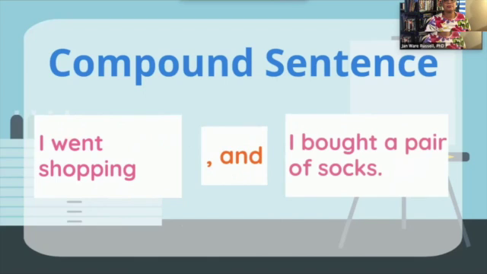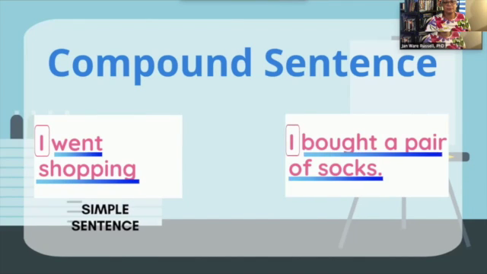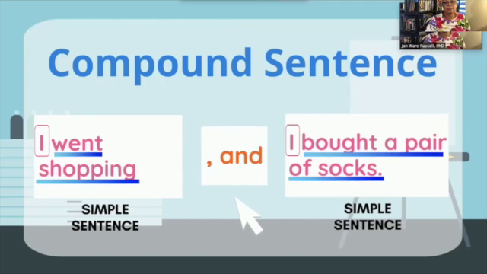Okay, now it's checking time. Subject and predicate. That's one simple sentence. Subject and predicate. That's another simple sentence. Two simple sentences connected with a comma and a conjunction, and. It's a compound sentence.